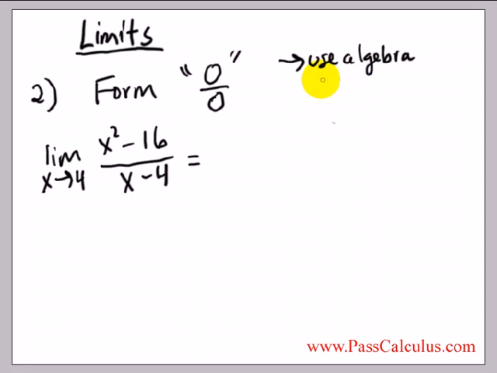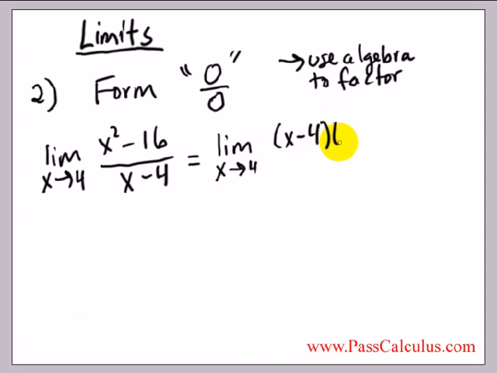So use algebra maybe to factor it, okay? That's one possible strategy. So the bottom, we can't factor the bottom because it's a 1 degree polynomial, but we can actually factor the top, right? It's a difference of squares, right? It's x minus 4 times x plus 4. And here's where you need to have your algebra up to speed to recognize that you can factor that.